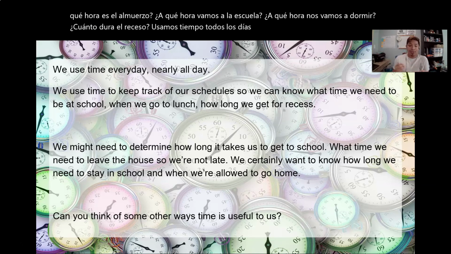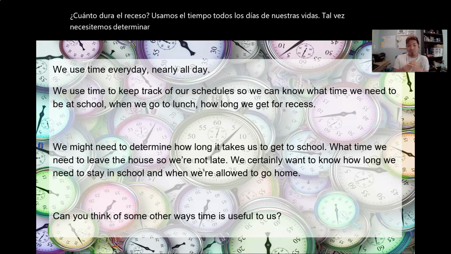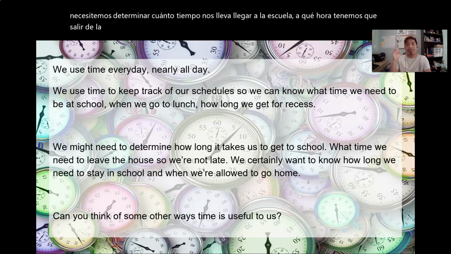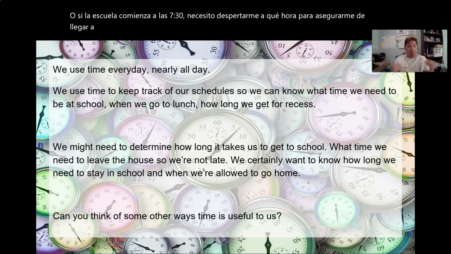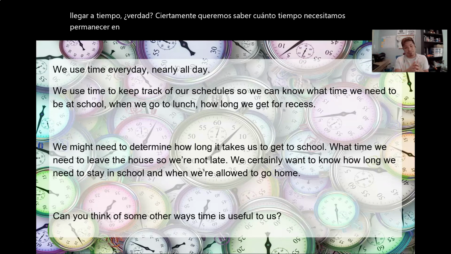We might need to determine how long it takes us to get to school, what time we need to leave the house so we're not late. If school starts at 7:30, I need to wake up at what time to make sure I get there on time, right? We certainly want to know how long we need to stay in school and when we're allowed to go home, right? Can you think of some other ways time is useful to us?